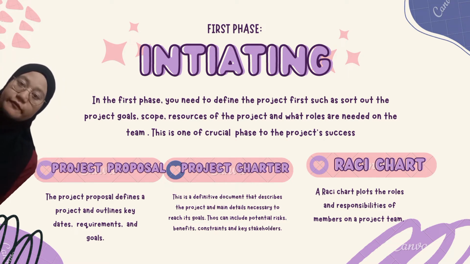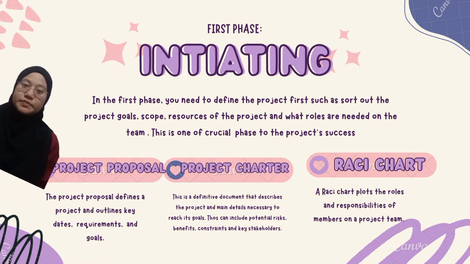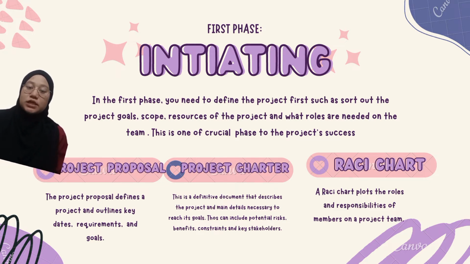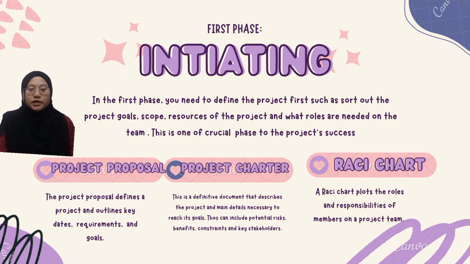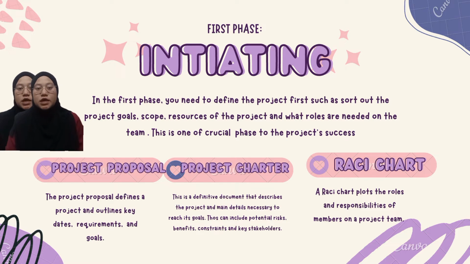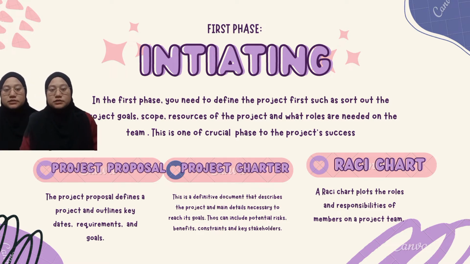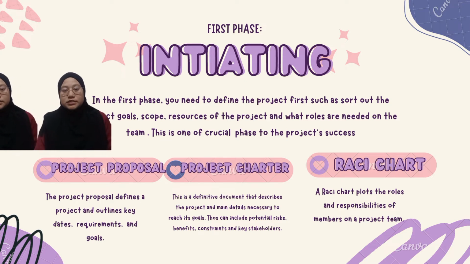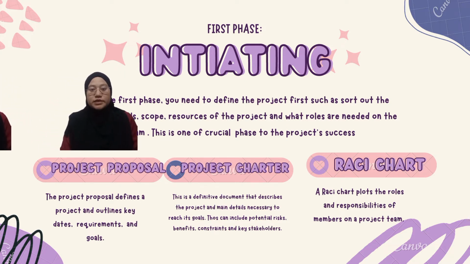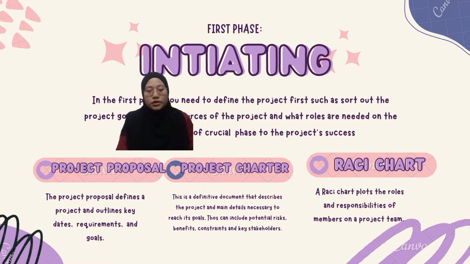Then there are a few tools that are used in this phase, which is the project proposal. The project proposal defines a project and outlines key dates, requirements, and goals. Then the second one is the project charter. This is a definitive document that describes the project and main details necessary to reach its goal. This can include potential risks, benefits, constraints, and key stakeholders. The last one is the hierarchy chart. A hierarchy chart plots the roles and responsibilities of members on a project team.